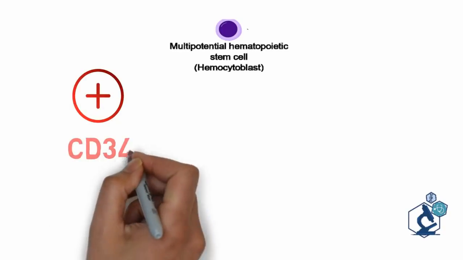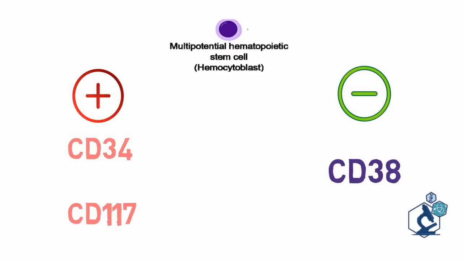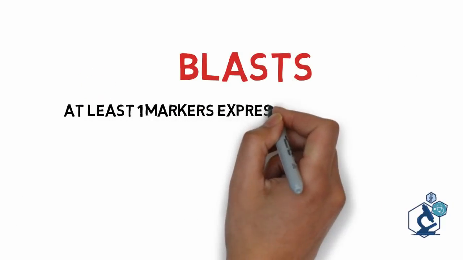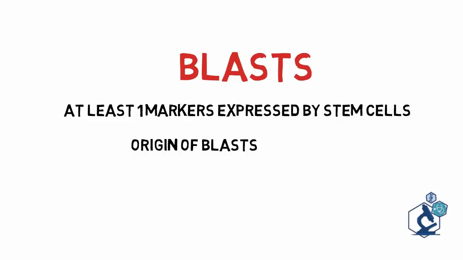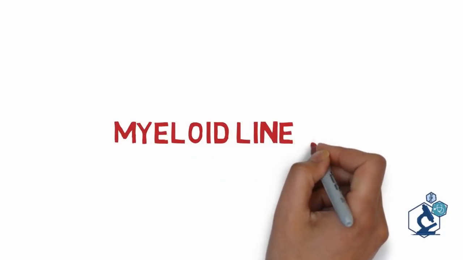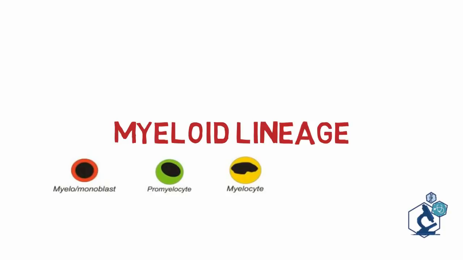Hematopoiesis begins with stem cells which are positive for CD34 and CD117 but are negative for CD38. Blasts have immunophenotypic profiles similar to stem cells, or we can say that blasts may have one or more markers expressed by the stem cells. Myeloblasts develop from common myeloid progenitor cells. They mature through myeloblast, promyelocyte, myelocyte, metamyelocyte to form neutrophils.